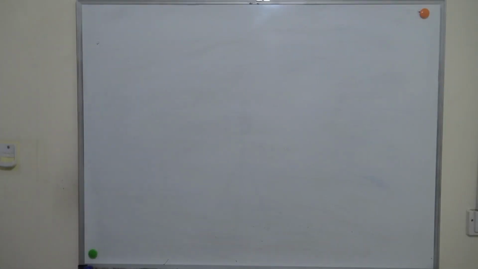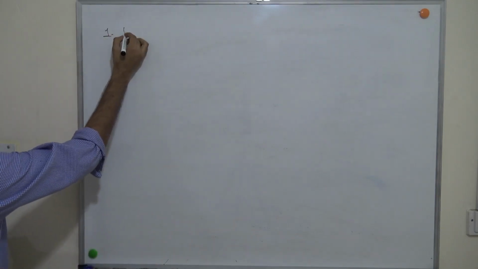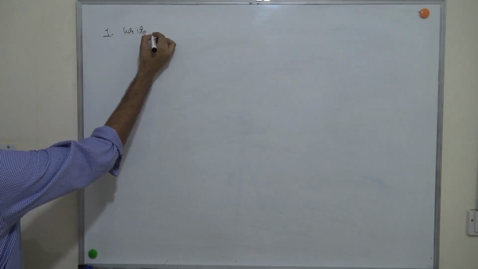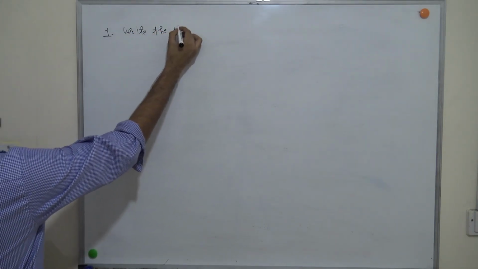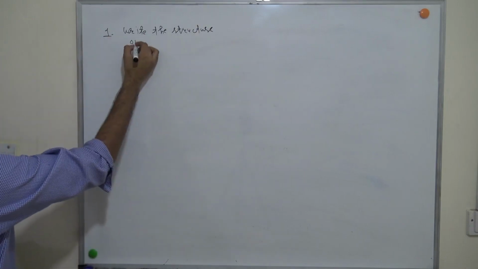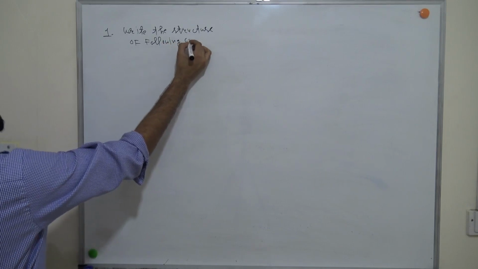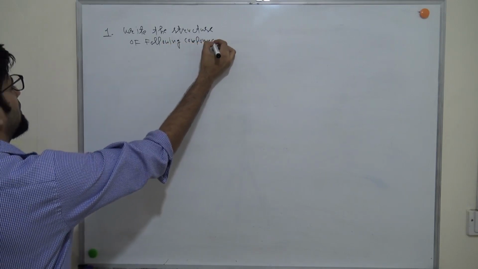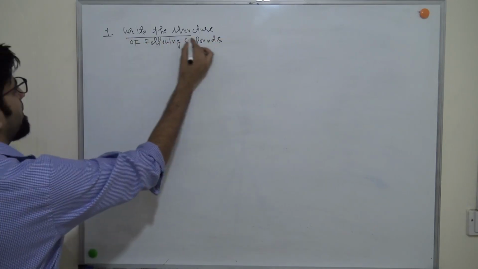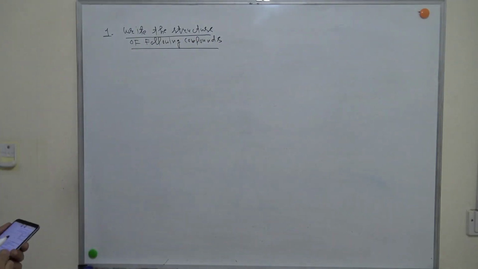The next question is: write the structure of the following compounds. Now the names are given and they are asking you to write the structures. So let's see what kind of compounds are given for us.